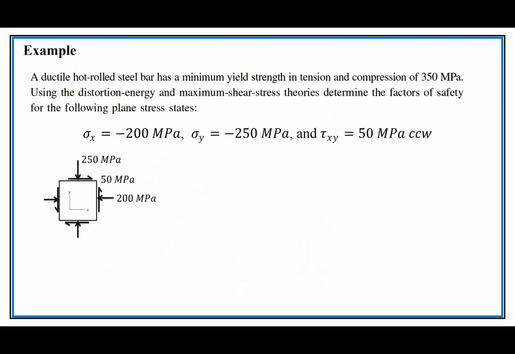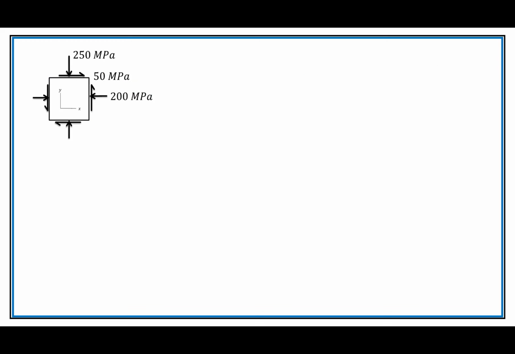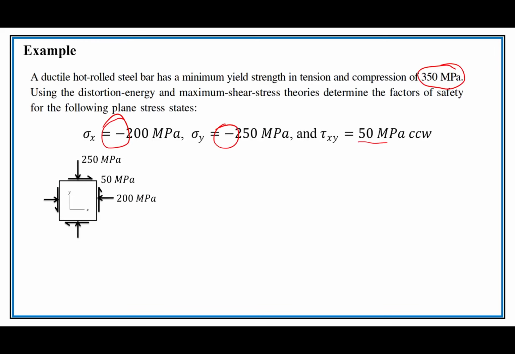All right, so here is another example. This one has compression and compression, and a shear of 50, and they're in megapascals again, and we still have that 350. I think I came up with this example. Did I? Yeah, I think I did.